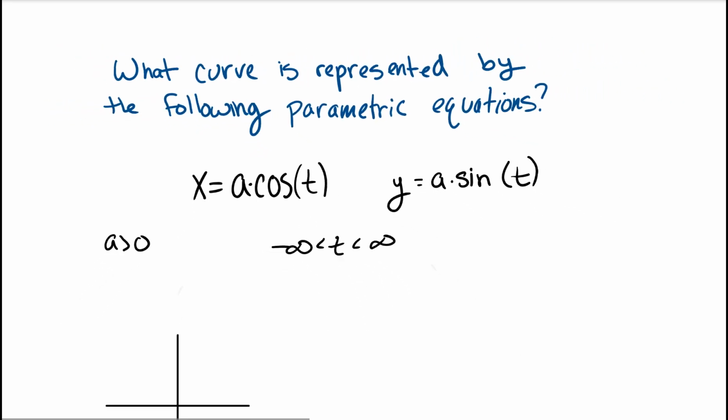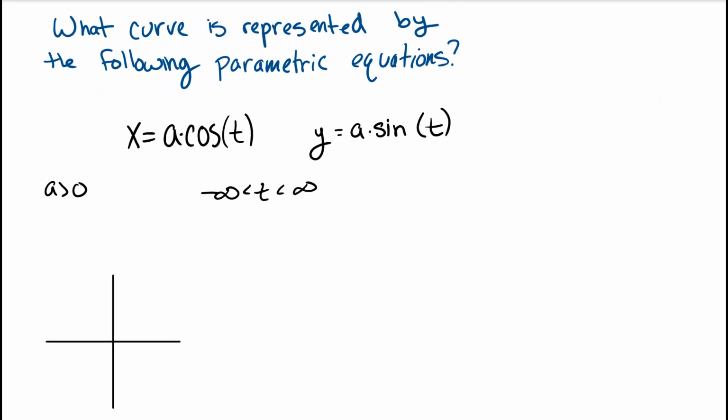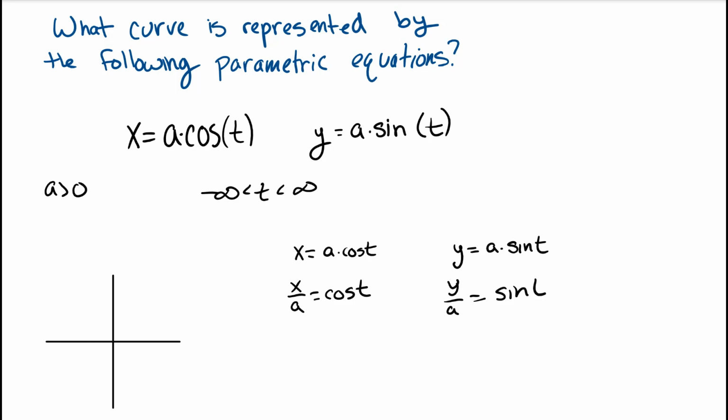So let's just play a game before we graph it up. Off on the side, let's take x is equal to a times cosine of t, and divide the a over to the other side, and we'll get x over a is equal to cosine of t. Now y is equal to a times sine of t. Let's divide that a over, and we get y over a is equal to sine of t.